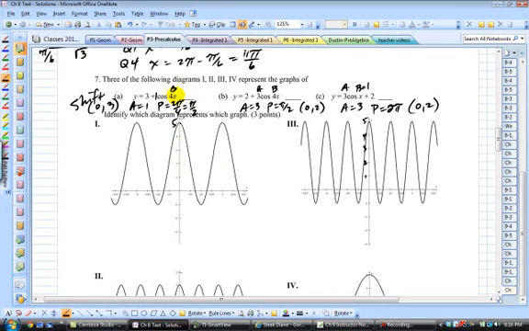So 4 times 0, getting distracted, my Great Dane over here to the right, who was making some funny noises. 4 times 0 is 0. Cosine of 0 is 1. 1 plus 3 is 4. So you get 0, 4.